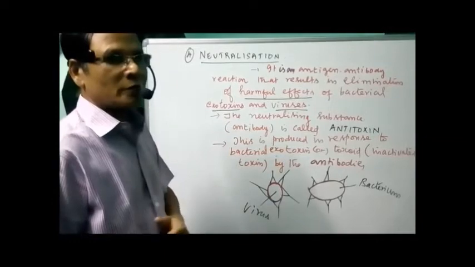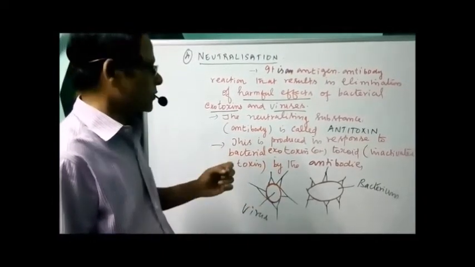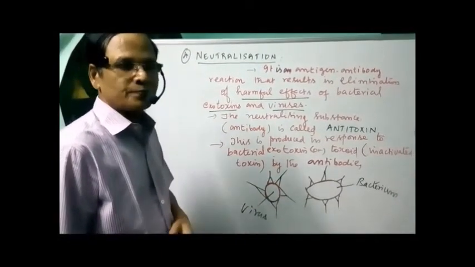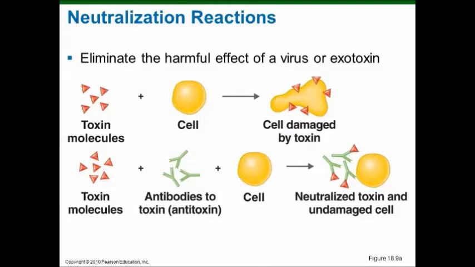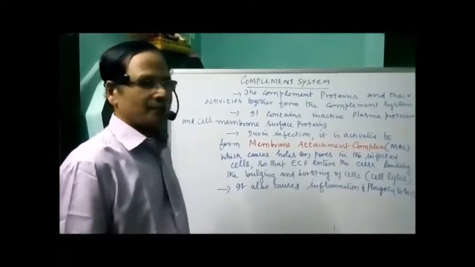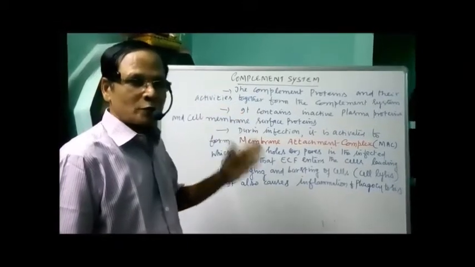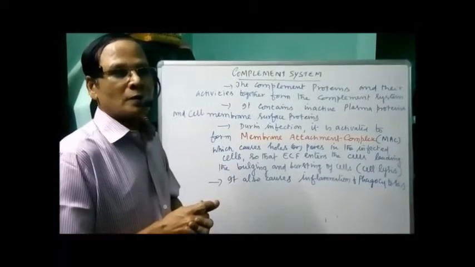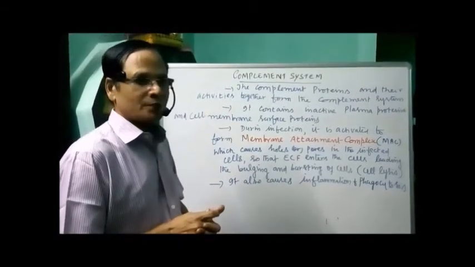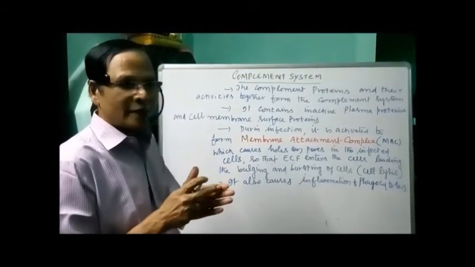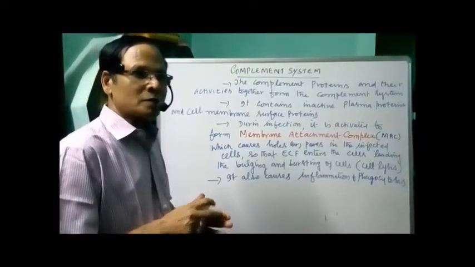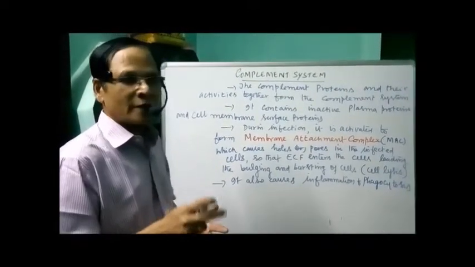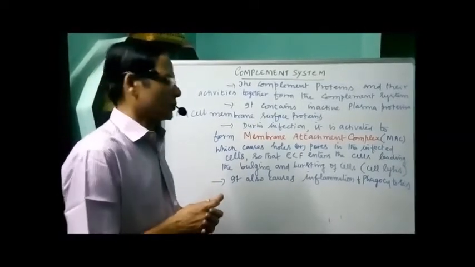What is the role of the complement system? What is a complement system? What is its function? Just a few points about this one. Now the complement proteins and their activities together are called the complement system. What are complement proteins? These are nothing but inactive plasma proteins or cell membrane proteins.